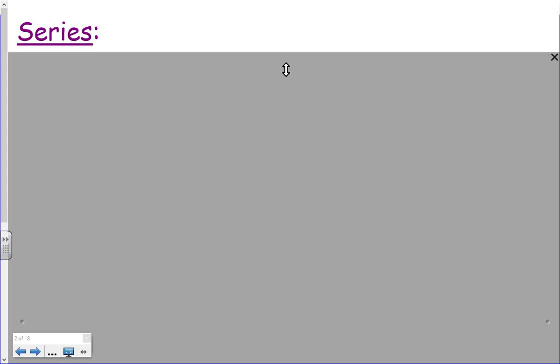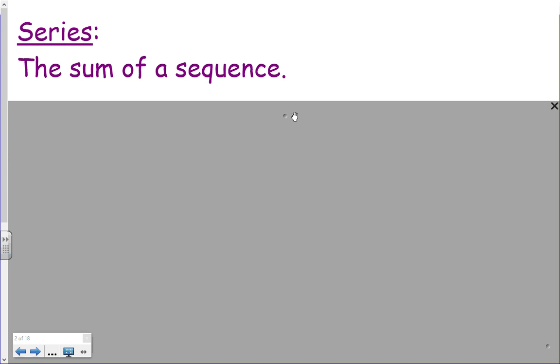All right, so let's start out with a definition of what exactly a series is. A series is just a sum of a sequence. So given any sequence, if you sum up the terms of that sequence, you have yourself a series. Notice, by the way, that could be any type of sequence. It could be arithmetic, could be geometric, could be any other type of sequence out there.